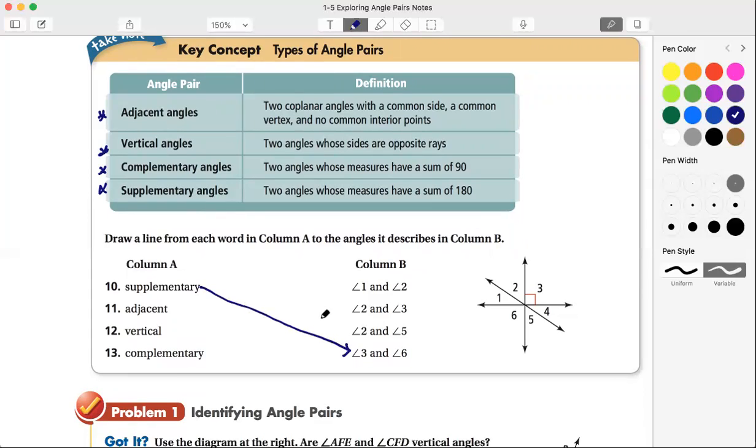Which angles are adjacent to one another, next to one another? 2 and 3 work. Those are adjacent. Which ones are vertical? Which ones are across? 2 and 5 are vertical angles. They're across from one another. And which ones add up to be 90? Well, it looks like 1 and 2 work. 4 and 5 would also work, but the one choice I have is 1 and 2.